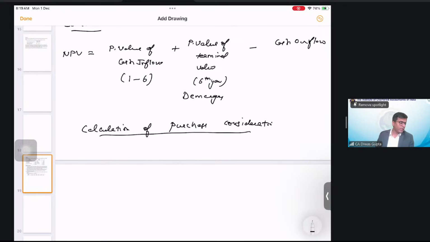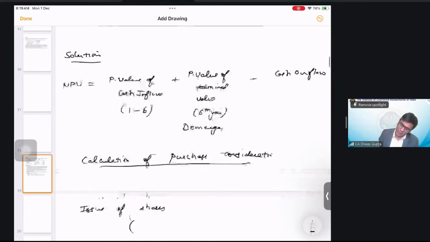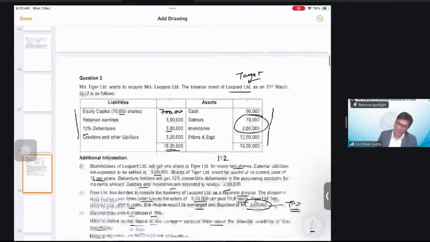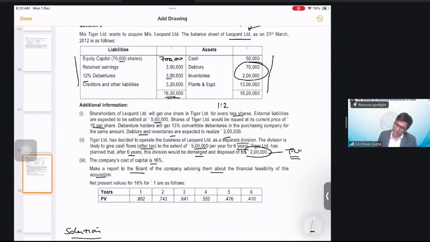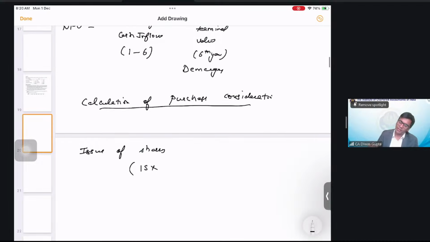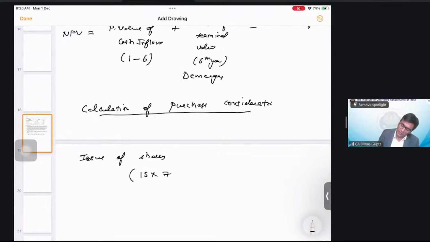How can we calculate the purchase consideration? We will be issuing shares. How much? We will issue 70,000 shares, at the ratio of 1 is to 2, right? And the market price of Tiger is how much? 15 per share, correct? So the overall amount that will be incurred as a purchase consideration is 15 into 70,000 into 1 by 2.